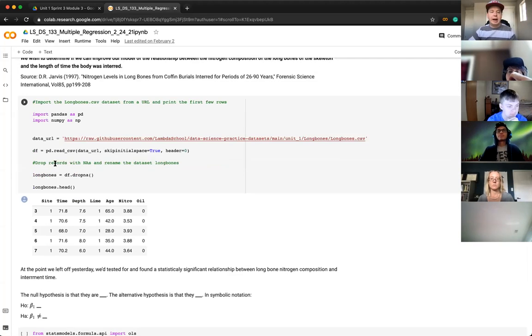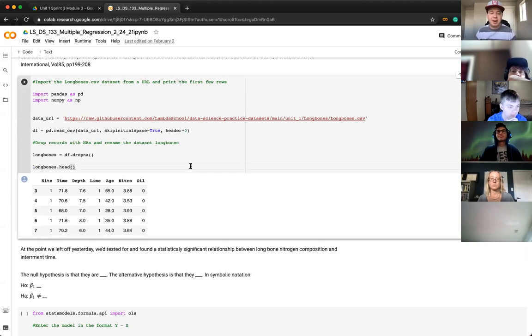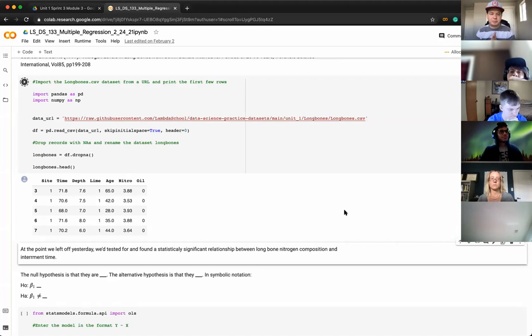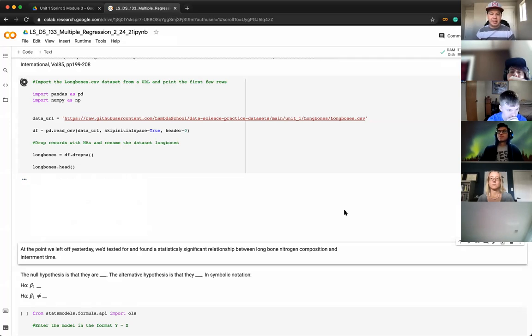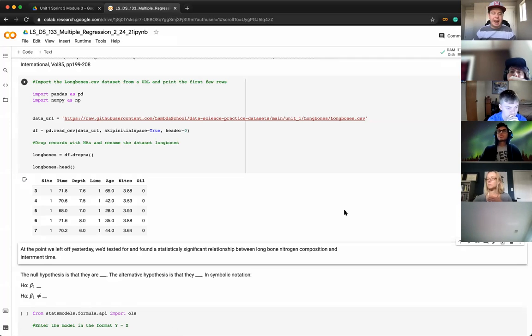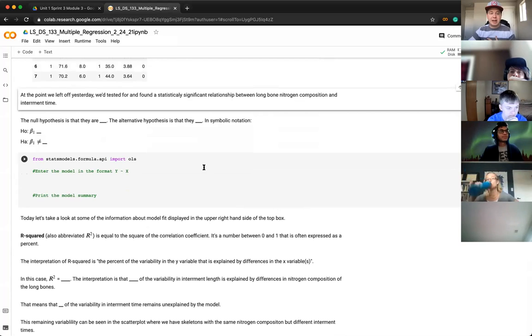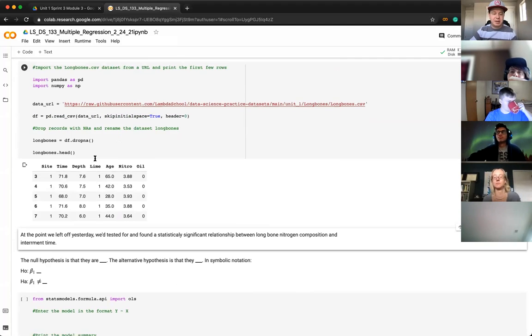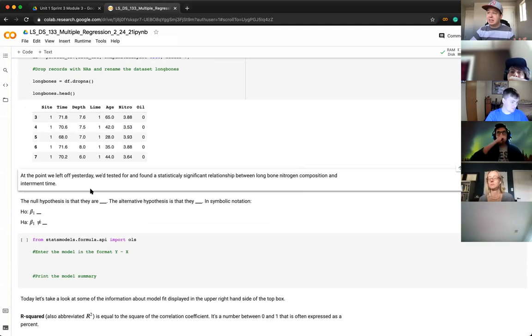So again, I want to return to our forensic data here. Import long bones, drop the NA values and the oil flags, right? And get back to some of the things we had talked about yesterday, right? So if we're comparing nitrogen and time, the null hypothesis for the t-test that's being run here states what? Does the null hypothesis state that the two variables are related or unrelated?